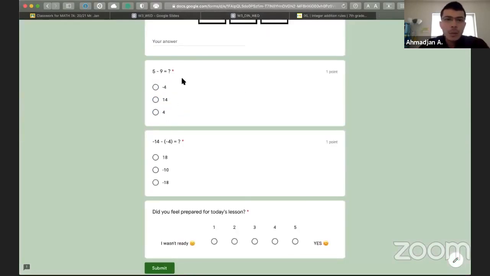So I'm going to tell you something about these two problems. Just try your best using your calculator, and I'll check this. And the last one is the same assessment.